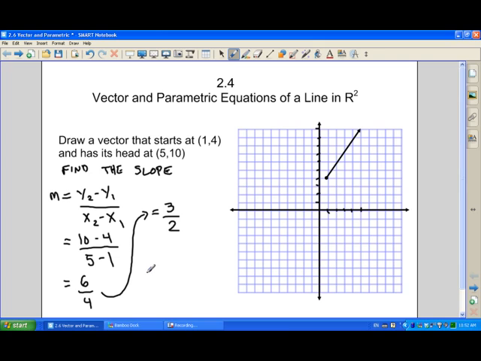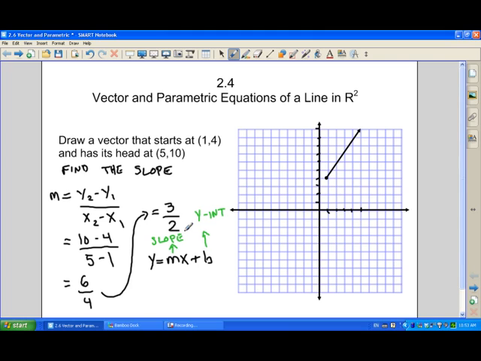In grade 9 and 10 and even in grade 11, you would represent the equation of a line using the form y equals mx plus b, where b is the y-intercept and m is the slope. Things change when we're working with vectors because a vector has a starting point and it has an ending point. Equations of lines in the form y equals mx plus b don't have a starting point and they don't have an ending point. They go on and on forever in both directions.